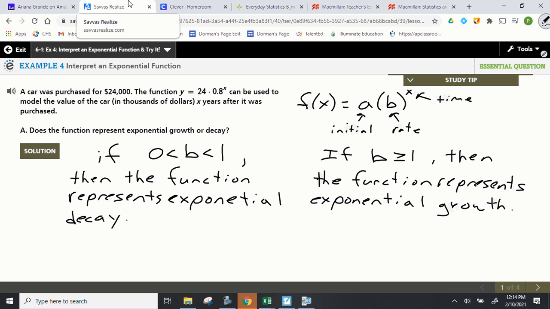So in this case, we look at it and we say, hey, b is indeed between 0 and 1. It's a fraction or decimal. So that means that it's going to represent exponential decay. Let's look at another one.